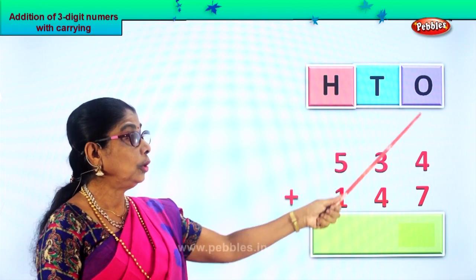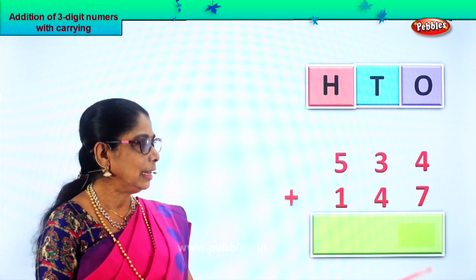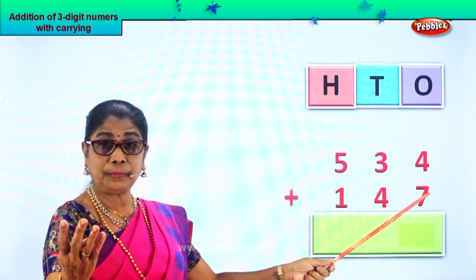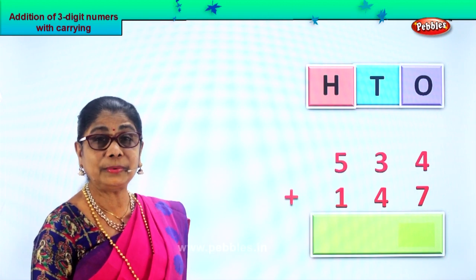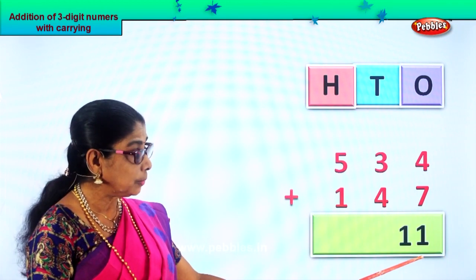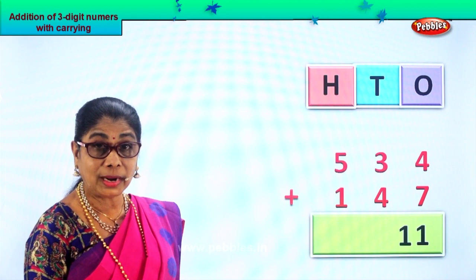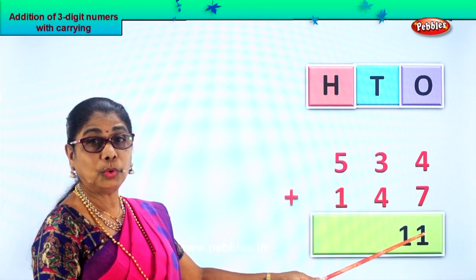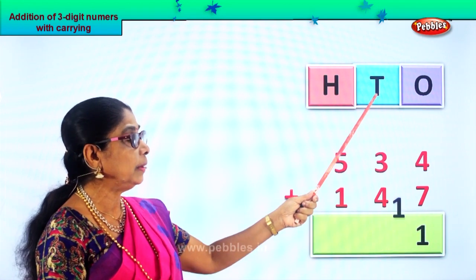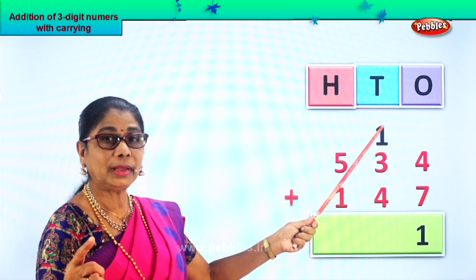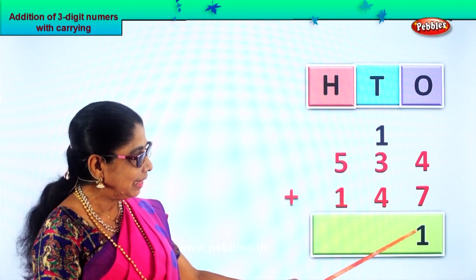First we add all the ones. In the ones place, we have 4 and 7. Yes, let's put 7 in the mind. Take 4 fingers up. After 7, 8, 9, 10, 11. 7 ones plus 4 ones make 11. What is 11? 10 plus 1 is 11. 10 ones make 1 ten. And there is one more, 10 plus 1. So we leave the 1. We take the 10 ones and we bring it to the tens place. So we bring 1 ten up to the tens place. Yes, and we leave the 1 over there.